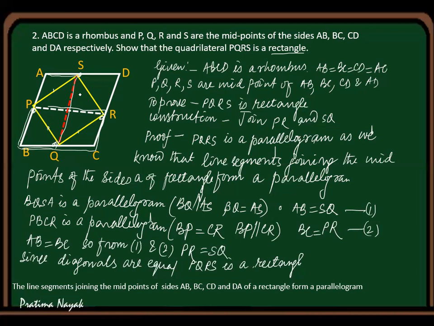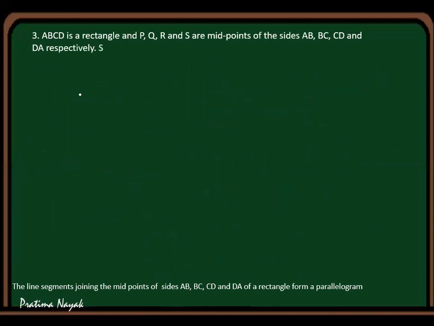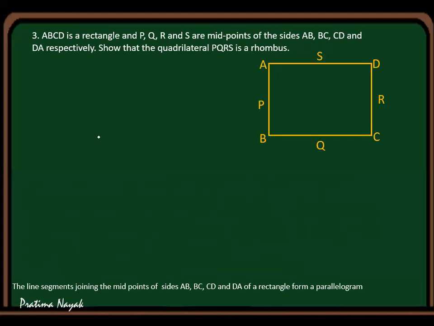Now let us come to the next question. It is the same question, question number 3. ABCD is a rectangle and P, Q, R, S are the midpoints of sides AB, BC, CD and DA respectively. Show that the quadrilateral PQRS is a rhombus. Got it? So now we are taking the opposite. First we are taking a rectangle. We are joining the midpoints. We will find that it will form a rhombus.